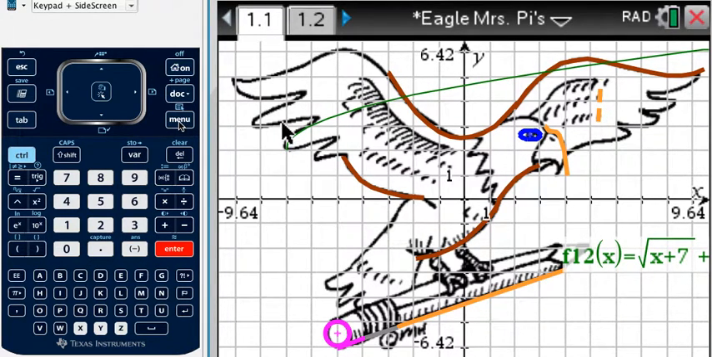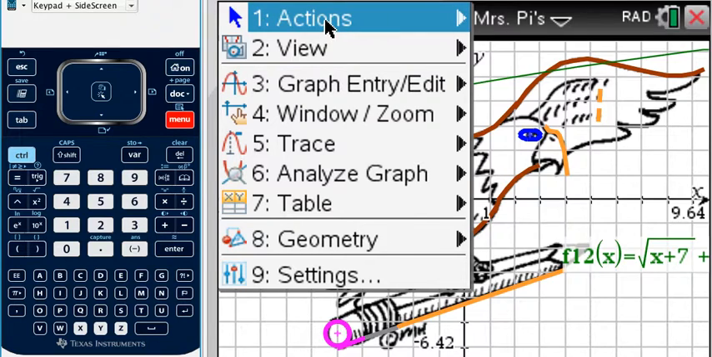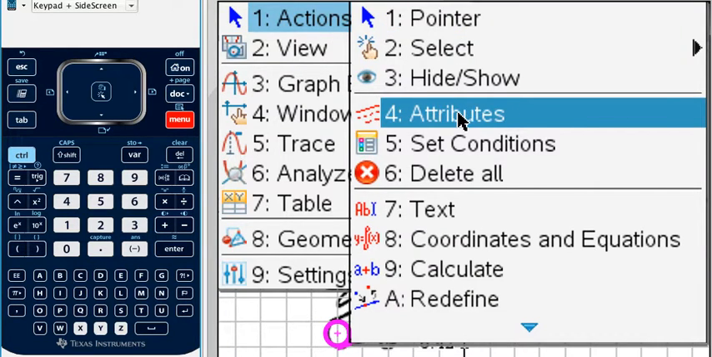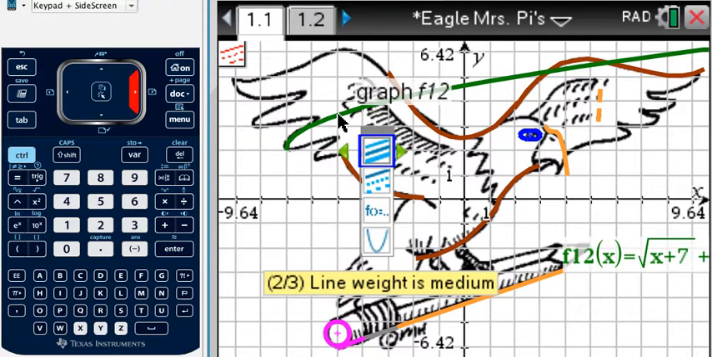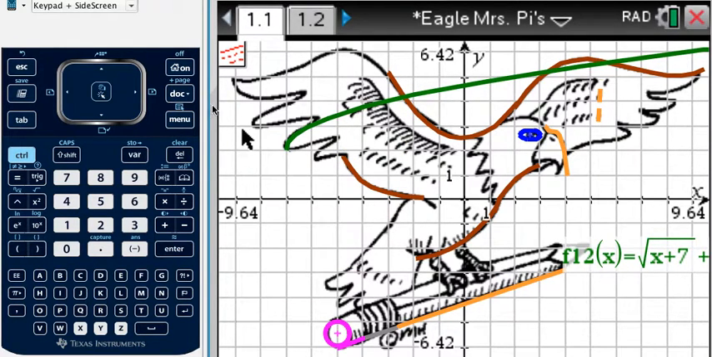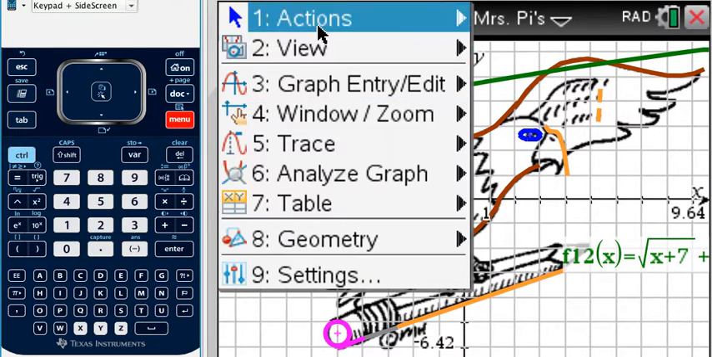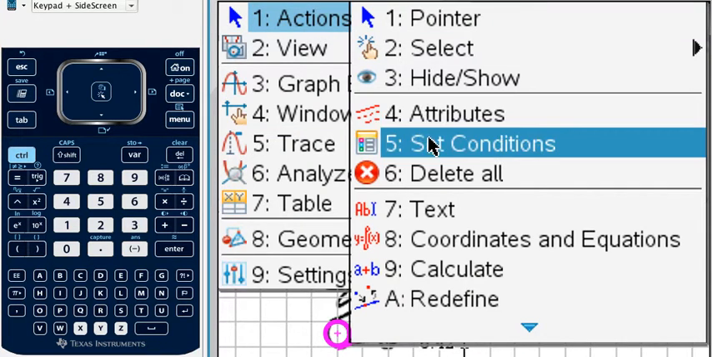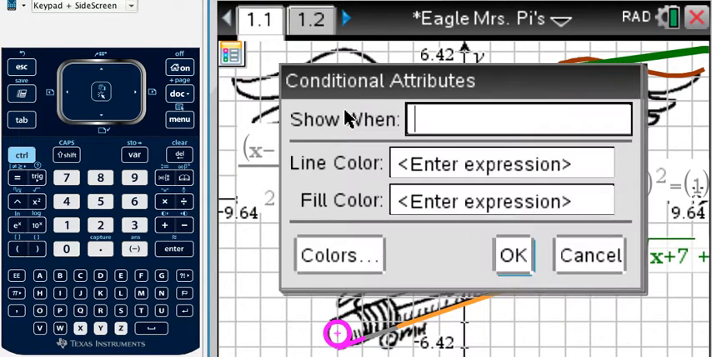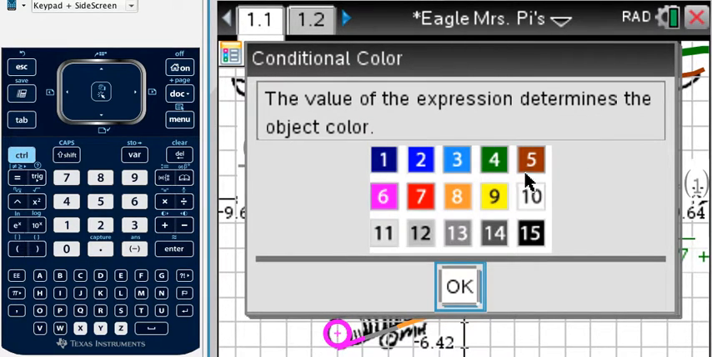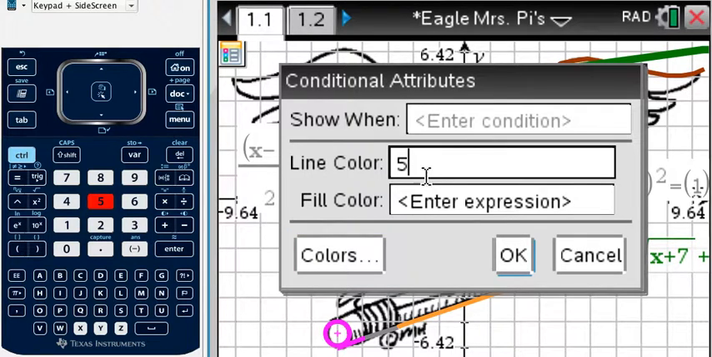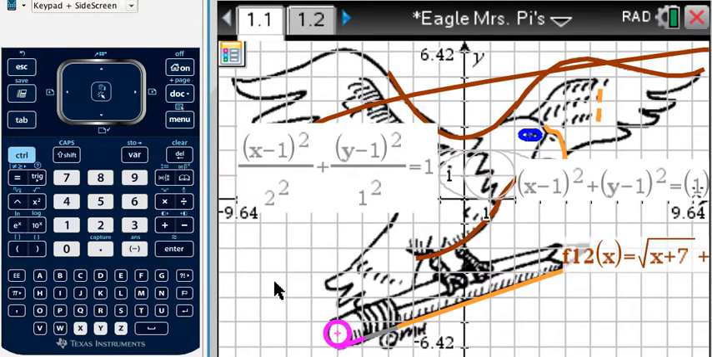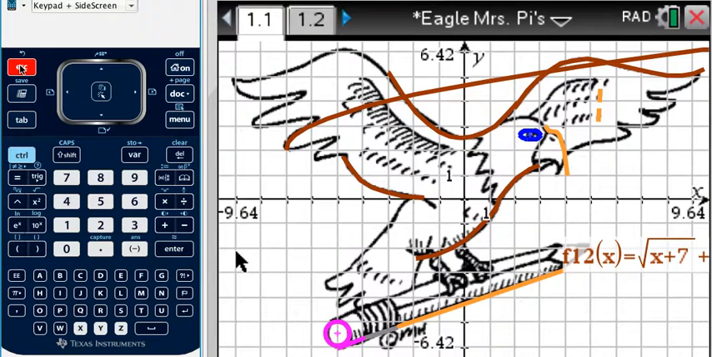And while I'm at it, I'm going to change my attributes and my color so it matches. I'm going to make this a little bit thicker, and then let's also change the color. Set conditions. I want my color to be brown, so it'll be a 5. So I'll just put a 5 there for the line color and then push OK. And then let's go ahead and look at that.